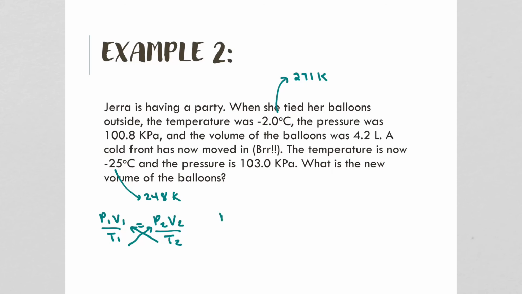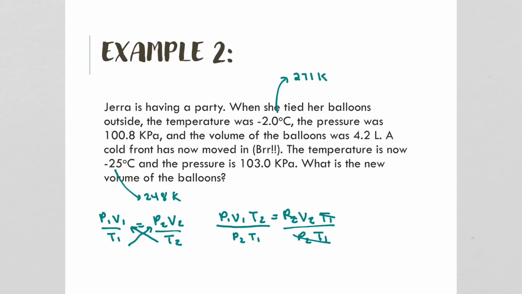So we're going to have P1 V1 T2 equals P2 V2 T1. And then we can isolate to get our new volume by dividing both sides by P2 T1. Do the same thing over here, P2 T1. So then these can cancel out so we can know our new volume.